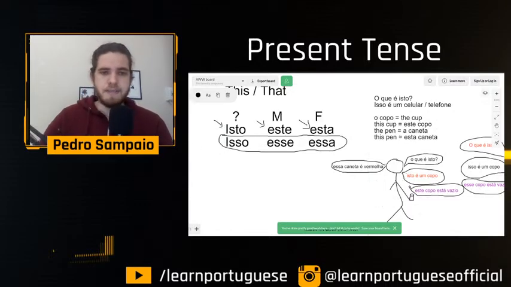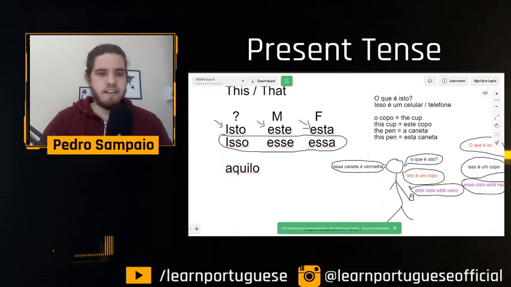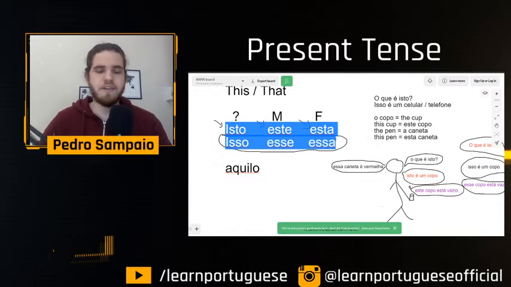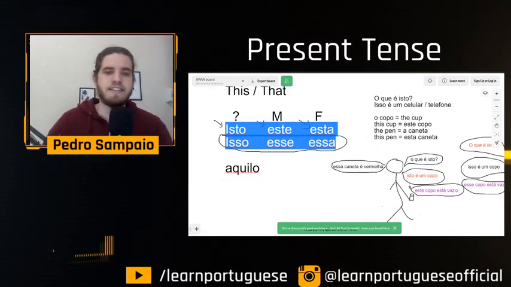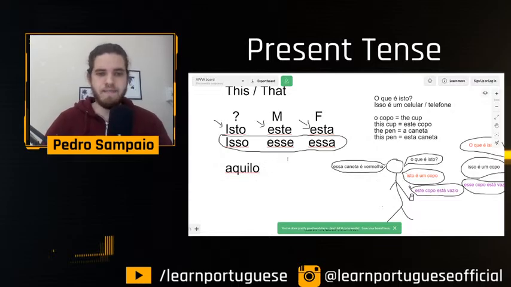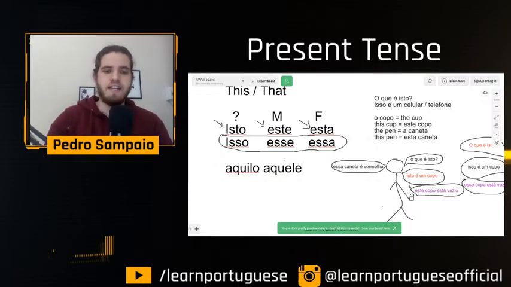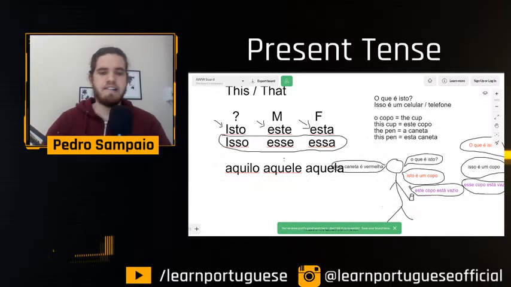And yes, we've been talking about these and we are talking about the other one. So if we could translate these six, isto, este, esta, isso, esse, and essa, all of them you can translate into English as this, all of them. And these last ones, so aquilo, aquele, and aquela, you could translate as that.